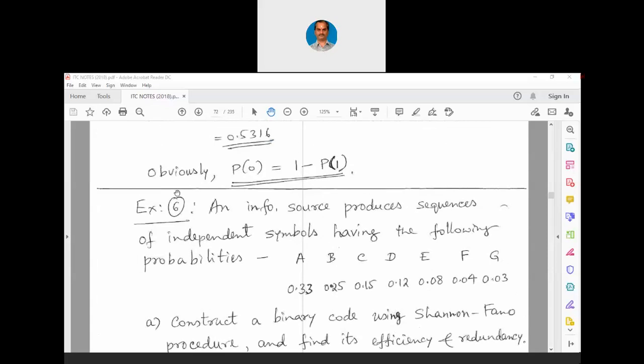Okay, this is what I am showing you. An information source produces sequences of independent symbols having the following probabilities: A, B, C, D, E, F, G: 0.33, 0.25, 0.15, 0.12, 0.08, 0.04, 0.03. Now, construct a binary code using the Shannon Fano procedure and find its efficiency and redundancy.